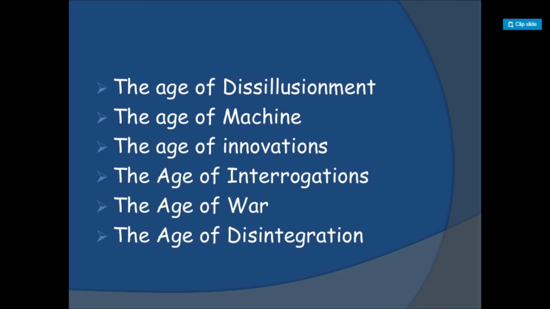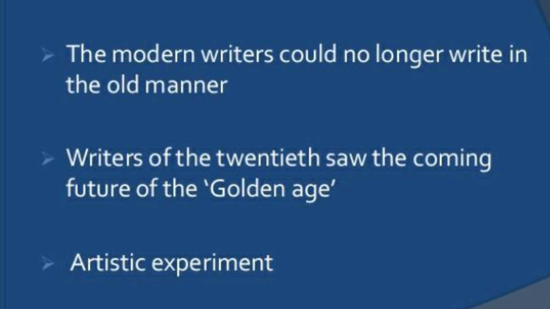Now, coming to the next point, this was also the age of disillusionment, the age of machines, innovations, interrogations, war, and disintegration. And here irony and satire were used as a tool to point out the faults and problems within society. The important characteristic of modernist literature is that these people were opposing Victorian writers. When the Victorian era was about to complete, they felt there should be a change in literature, and modernist writers could no longer write in the manner of the Victorian writers, or those writers who were writing in the Victorian age.